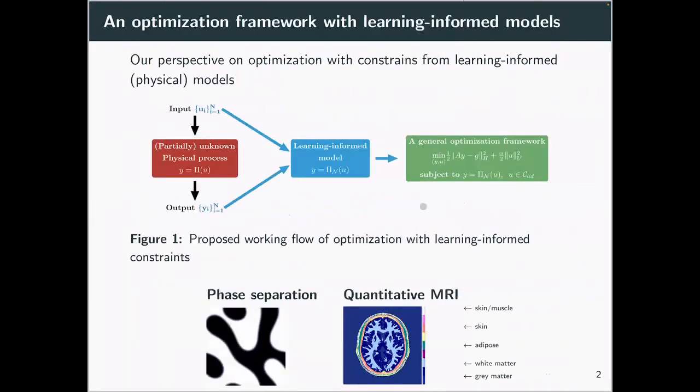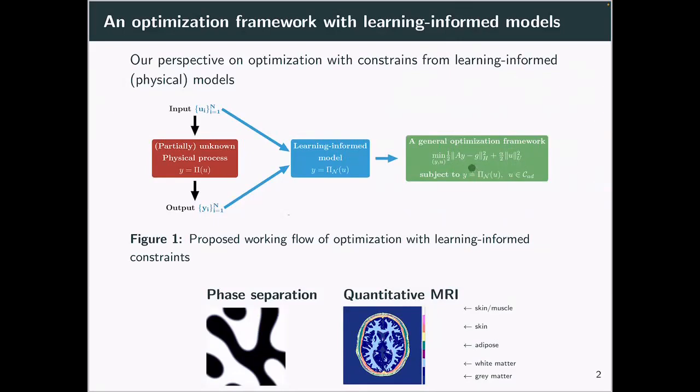Okay, so the optimization problem we're going to study is summarized in this green box on the right-hand side. Here are the objectives. It consists of two components. The first one is a data fitting term, which is quite standard in inverse problems or in imaging problems. And the second one is again quite standard, a Tikhonov regularization.